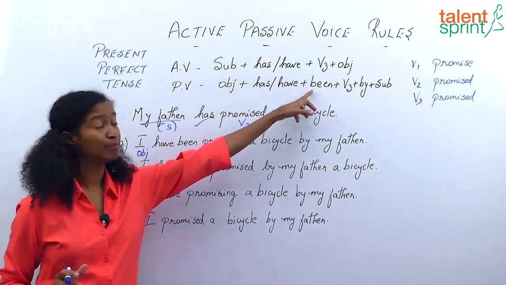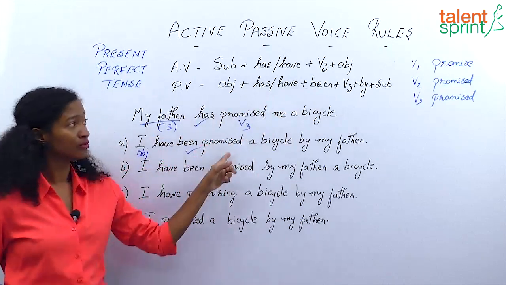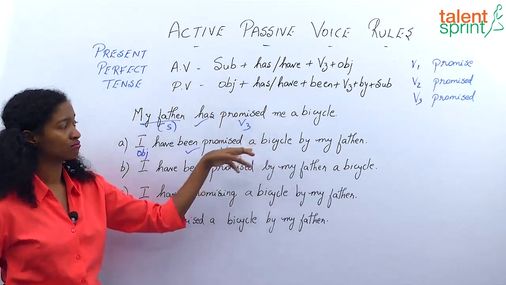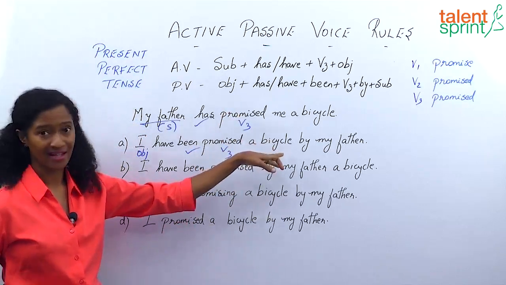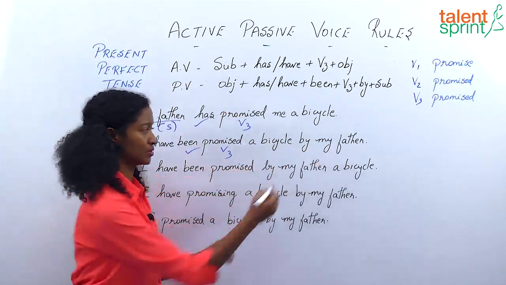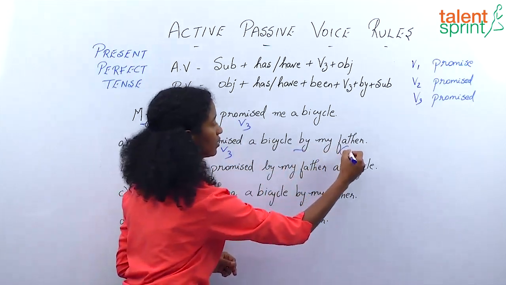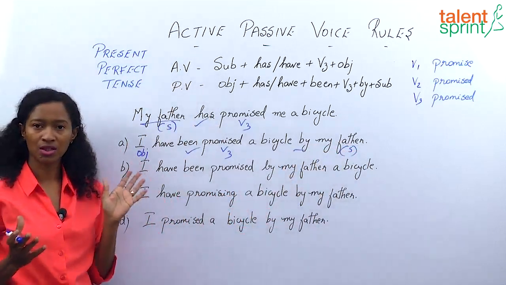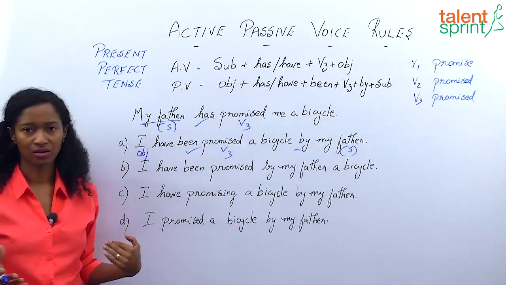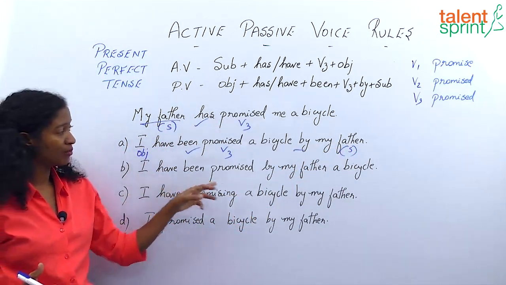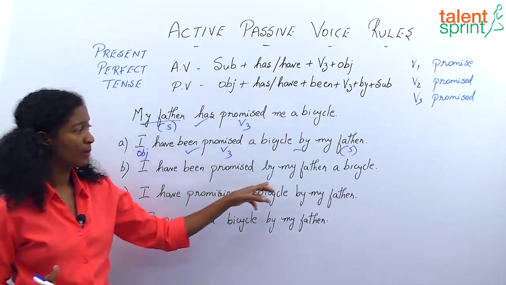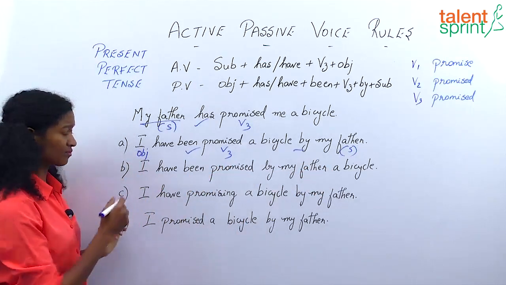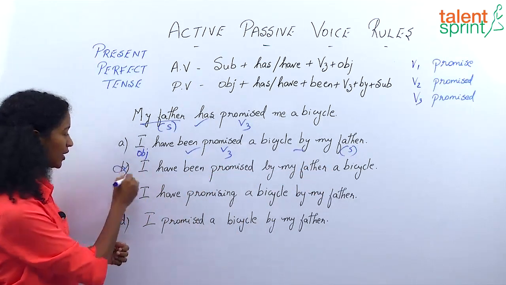I have been, okay, verb 3 again, and then a bicycle, right, by my father. So I have the subject here. So seems like this is our best fit, but let's look at other options as well. I have been promised, okay, by my father a bicycle. It doesn't sound right, right? I have been promised what? A bicycle. So I'll eliminate option B.